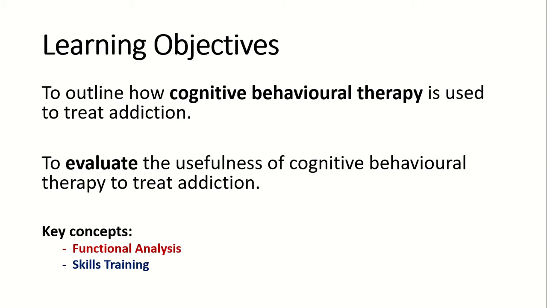So the purpose of this lesson and these activities is so that you feel confident outlining how cognitive behavioral therapy is used to treat addiction. And then we've got to get to the evaluation and you being able to identify the strengths and weaknesses of using cognitive behavioral therapy to treat addiction. The outline and the evaluation are very similar to when we've explained cognitive behavioral therapy for depression. In fact, the evaluation is almost identical, which makes it a little bit easier for you to revise and to prepare for the exam.